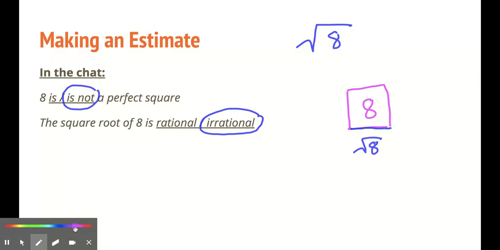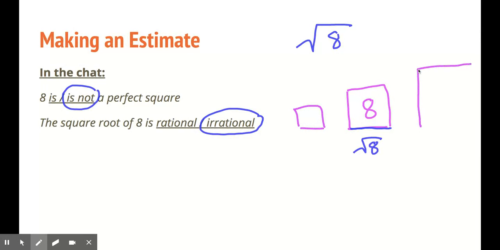So I'm going to use two other squares to help me out, and I'm going to make sure that they are perfect squares because we know perfect squares, we don't have to estimate them. So the first thing we have to do is get our list of perfect squares and figure out, when we look down that list, what two perfect squares is 8 in between? What is the one that's a little bit smaller, and what's the one that's a little bit bigger?